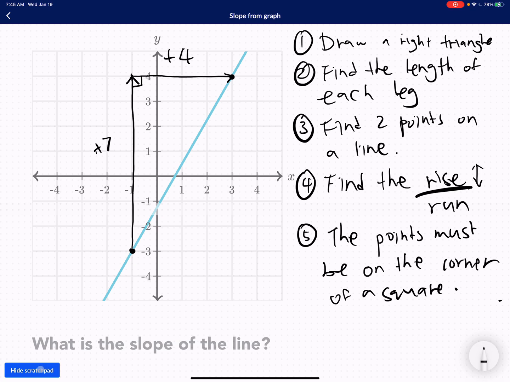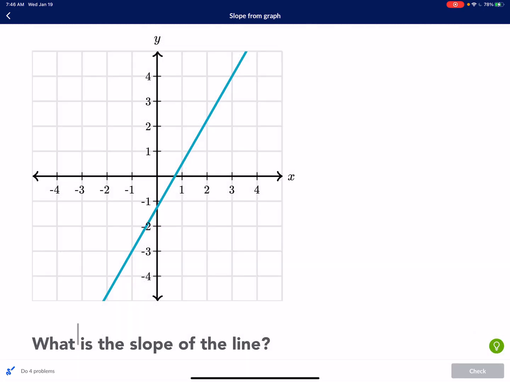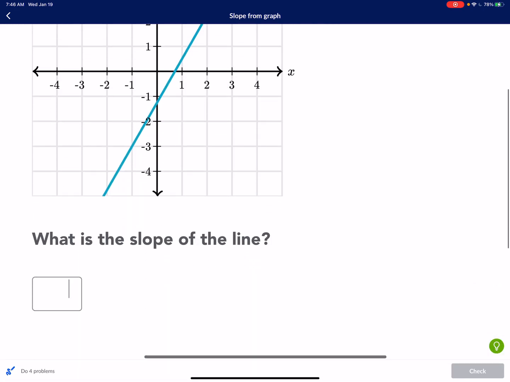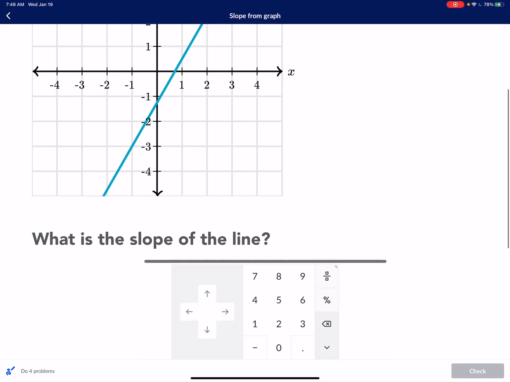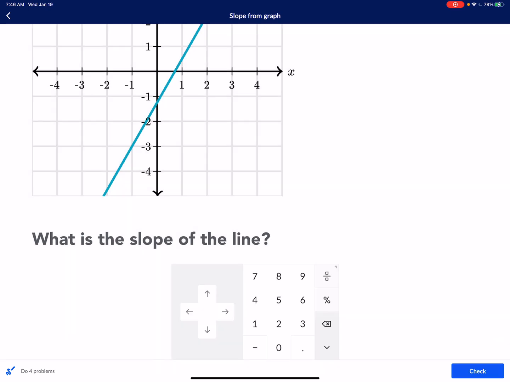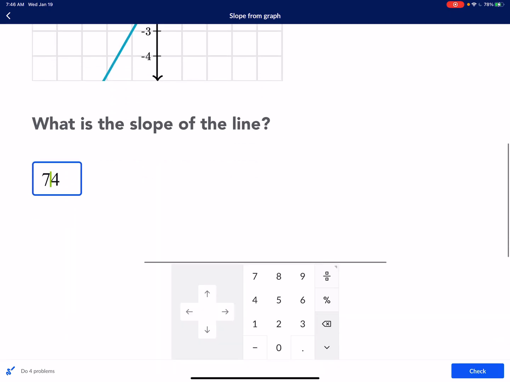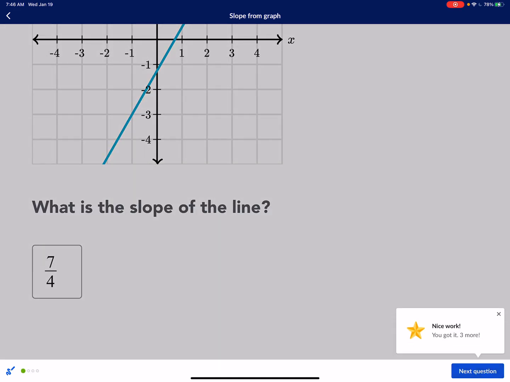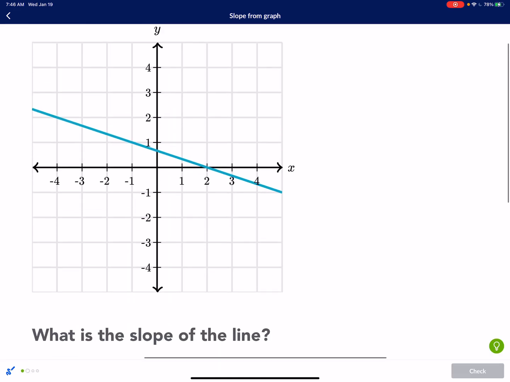Okay, I'm gonna put this away. So rise is 7, run is 4, so it's going to be 7 over 4. There you go. Okay. All right, let's do this one.